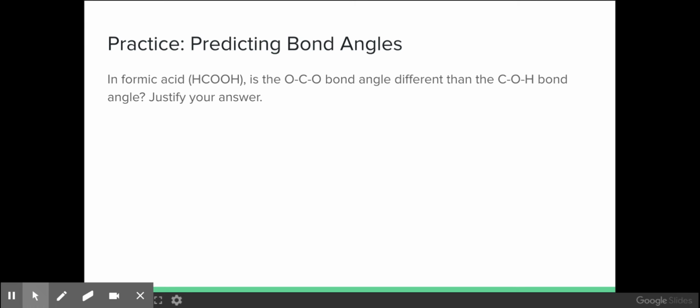In formic acid, is the C connected to both O's bond angle different than the COH bond angle? Justify your answer. Again, this is going to take some construction of a Lewis structure. So do that first, and then see if you can answer this follow-up question.